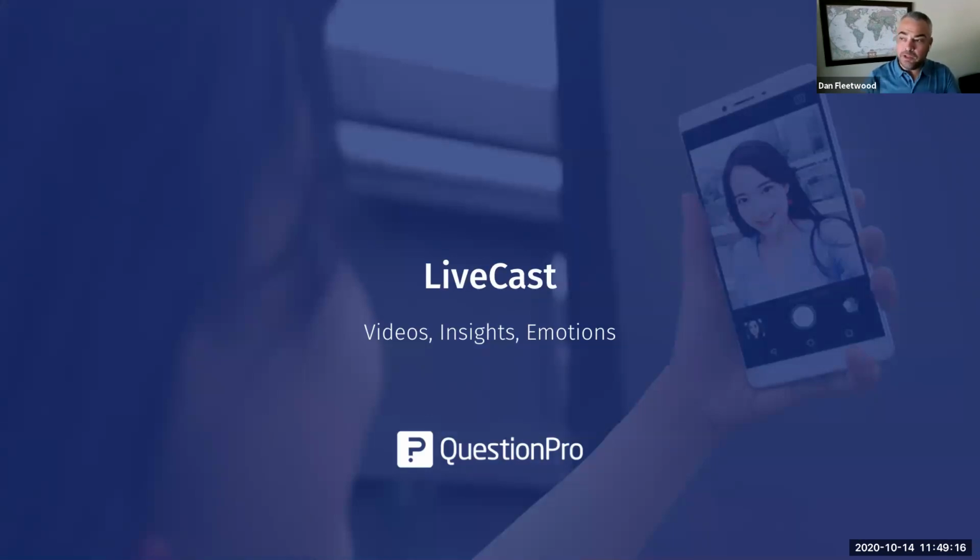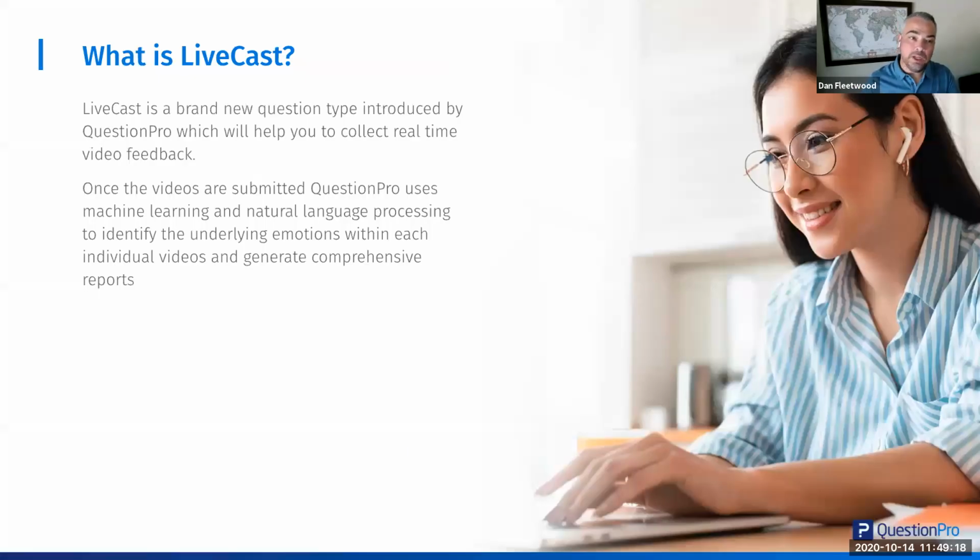LiveCast is a feature we're going to be releasing in beta that also uses video. So between the video discussion and LiveCast, video is obviously the key component. This is going to be a brand new question type to help collect this feedback in real time. You can use this for mobile diaries, and once the videos are submitted, we use machine learning and natural language processing to identify those underlying emotions in the video and generate comprehensive reports automatically, much as we do in the video discussions as well.